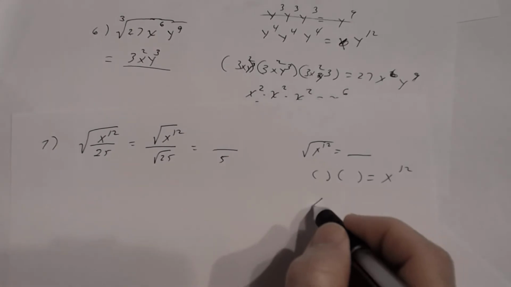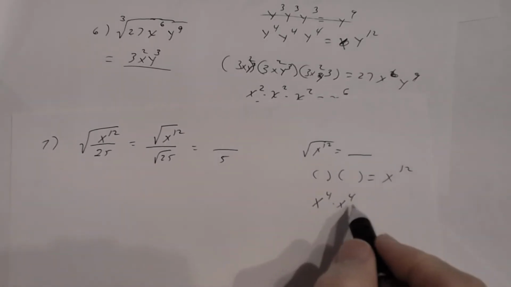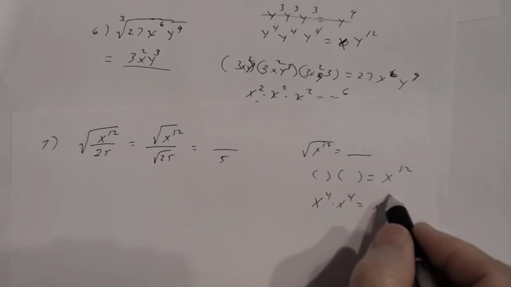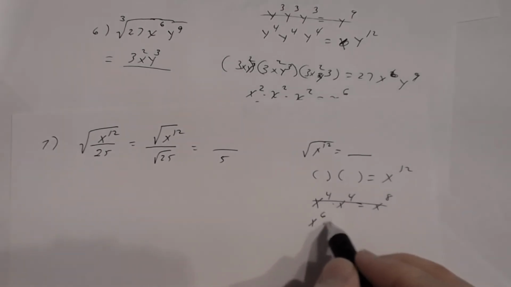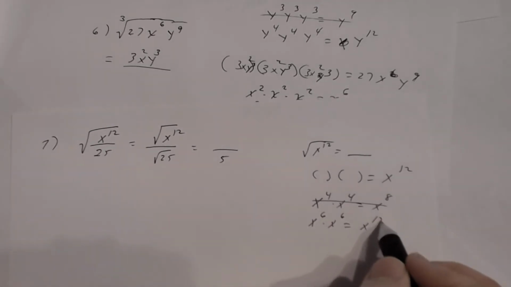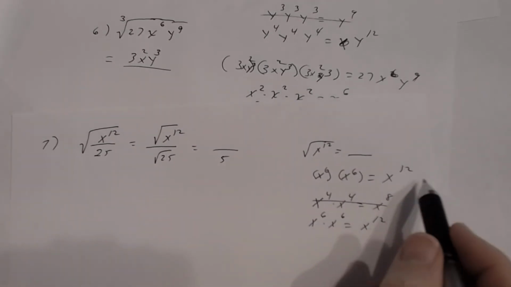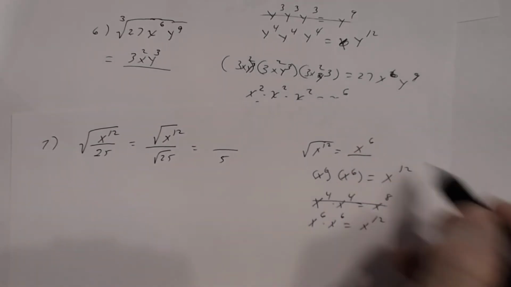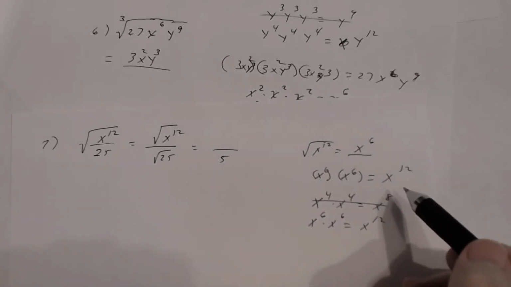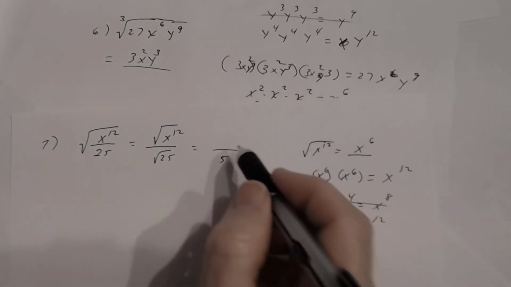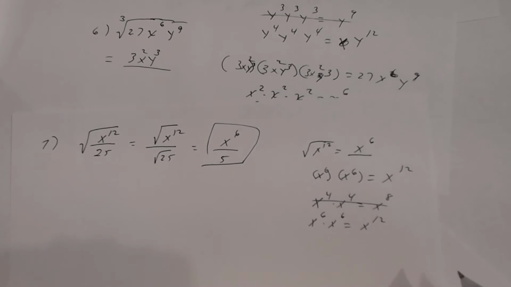Well, let's try. You may say, well, what about x to the 4th? Not quite, because when I multiply x to the 4th times itself, that's x to the 8th. So that did not work. All right, what about x to the 6th? x to the 6th times x to the 6th is what? x to the 12th. So there you go, x to the 6th. So the answer is x to the 6th power. So that goes in the numerator. So there's your answer: x to the 6th divided by 5.